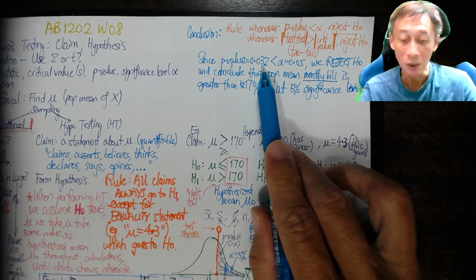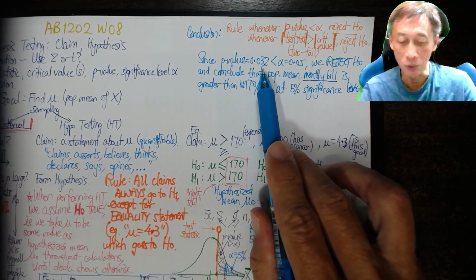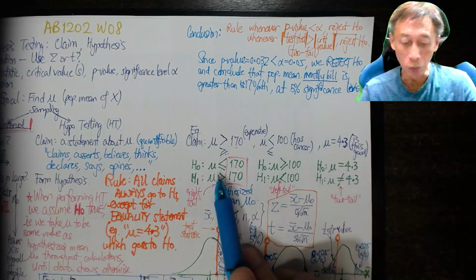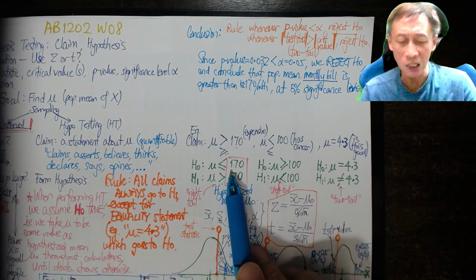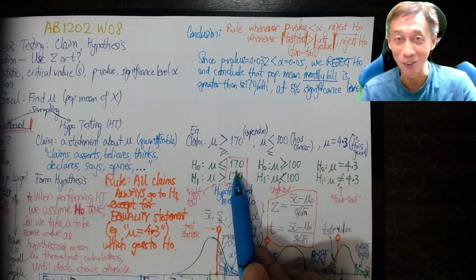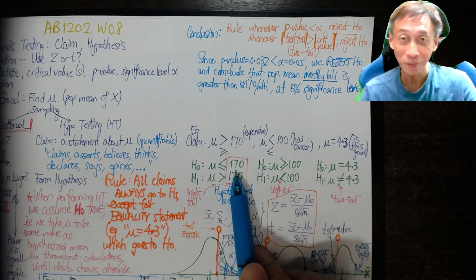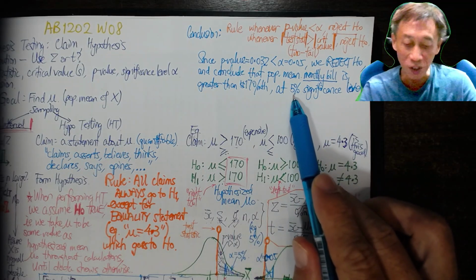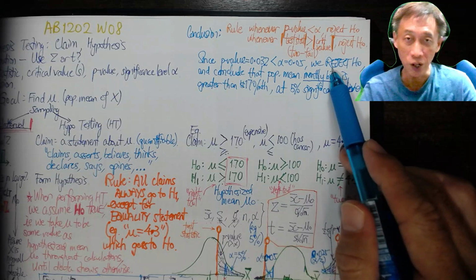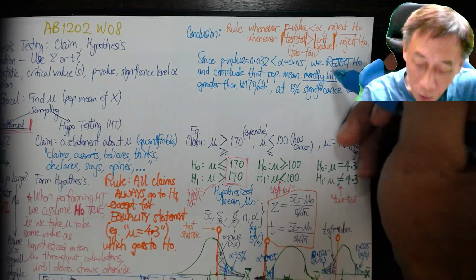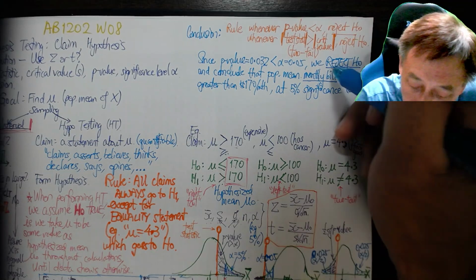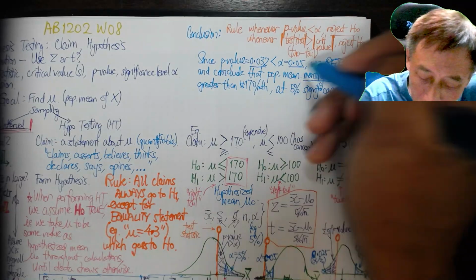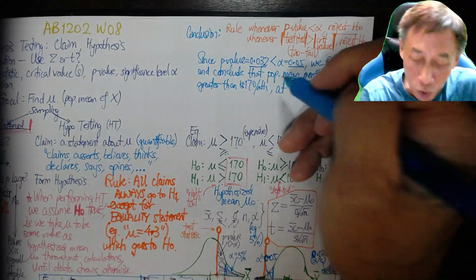So in this case, since the p-value is 0.032, which is greater than 0.01, we do not reject H naught and conclude that the monthly bill is not so high, right? It's less than or equal to $170 at 1% significance level. That's why you have to qualify the reject, not reject conclusion. And this is our conclusion. Right or not? So all these are values to be substituted for each question.